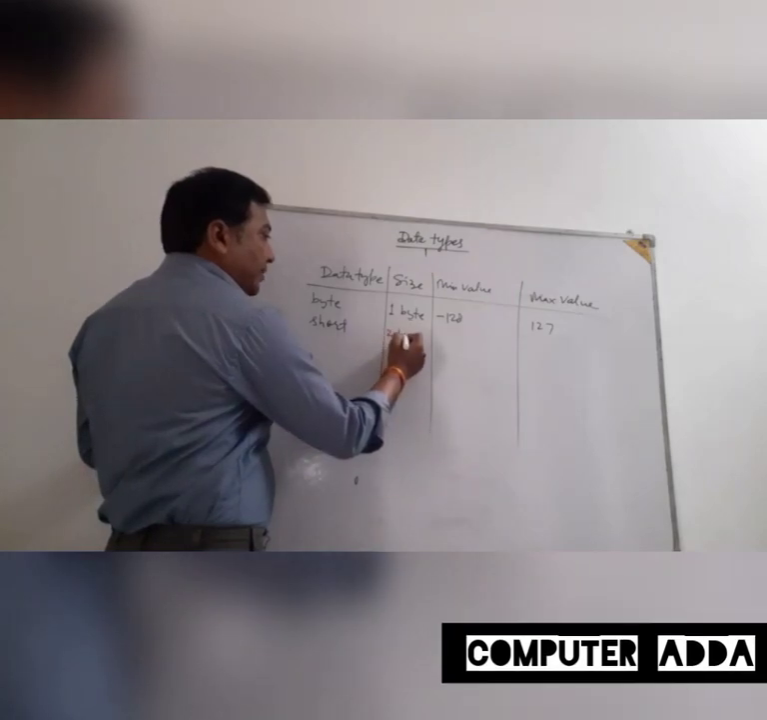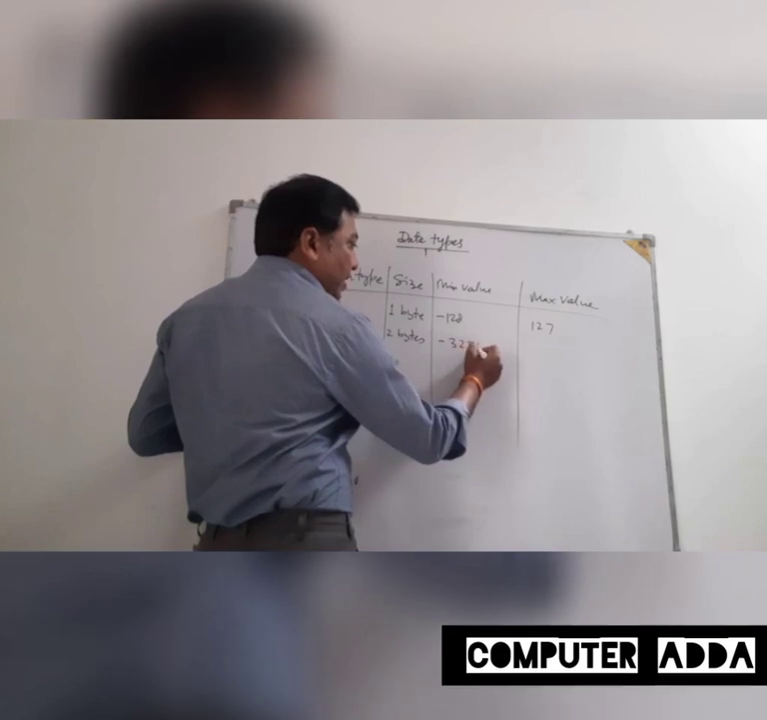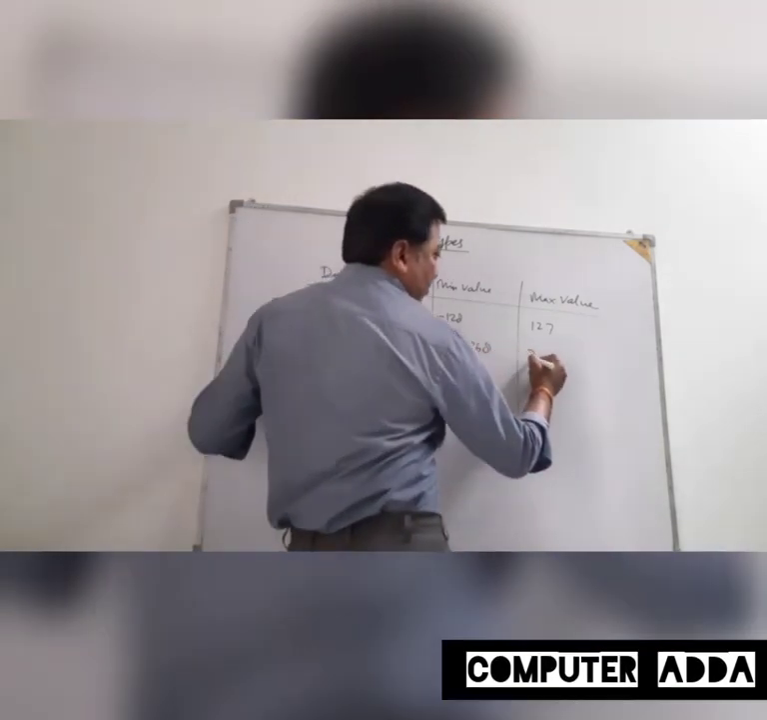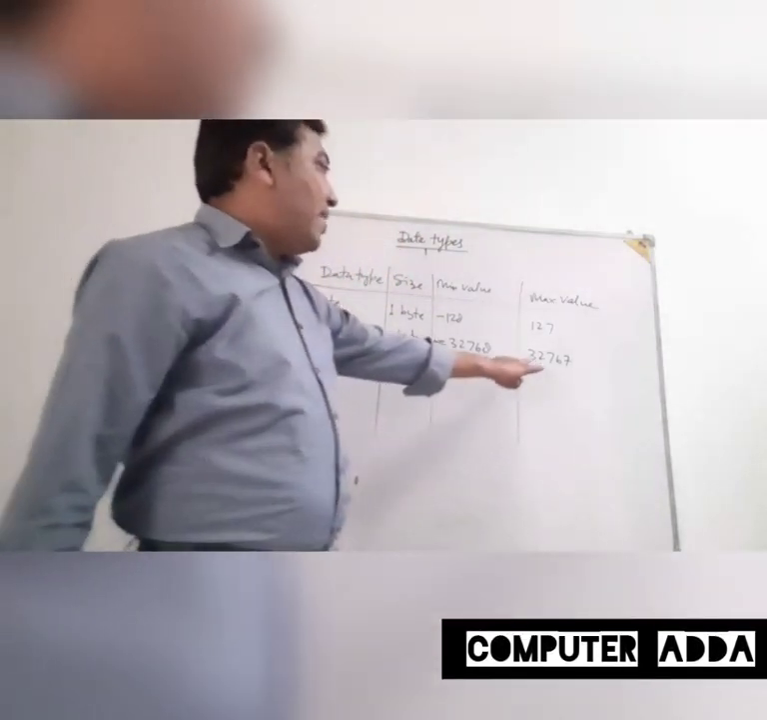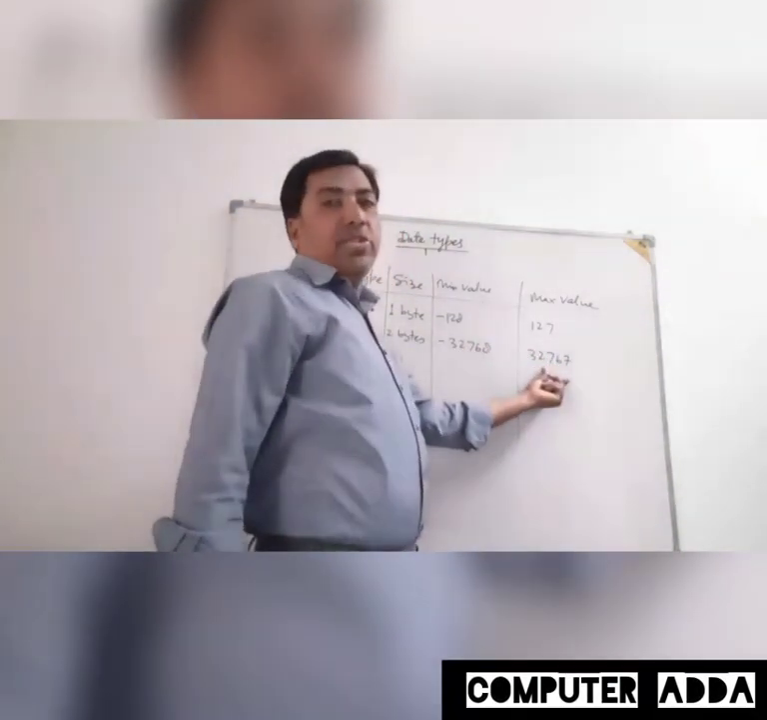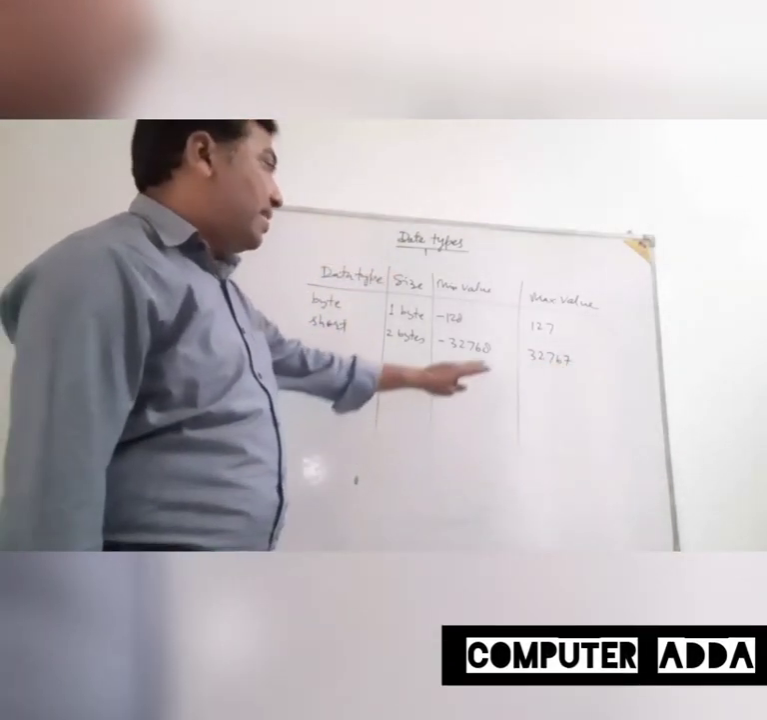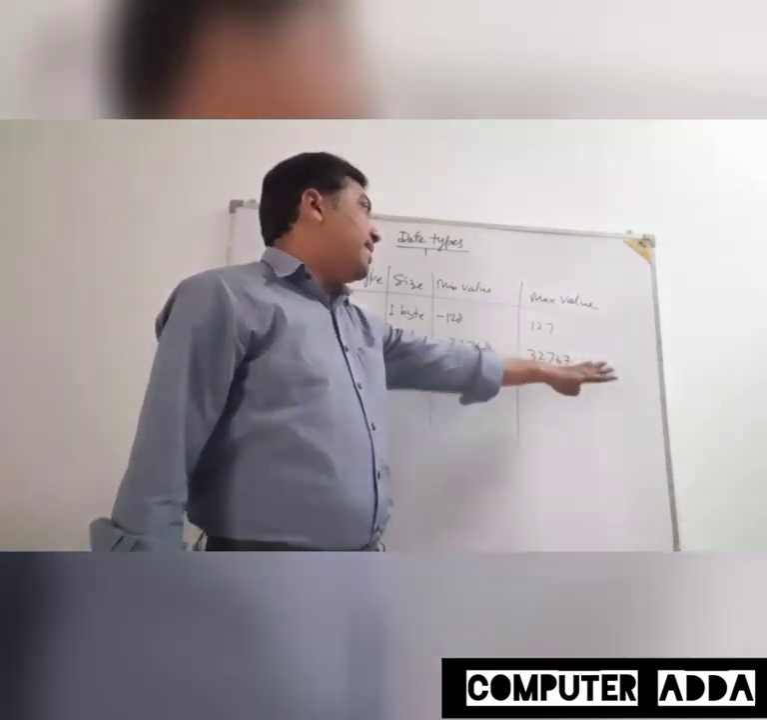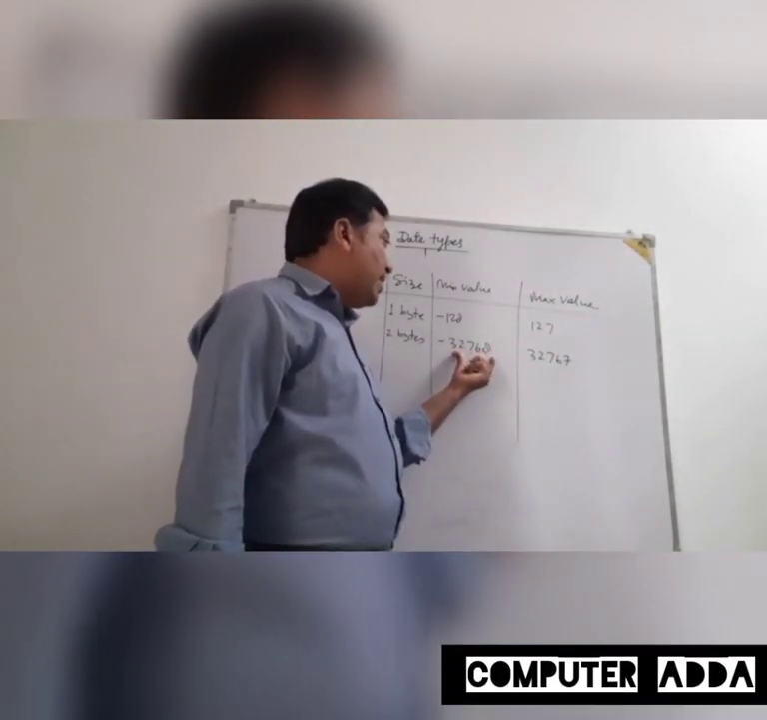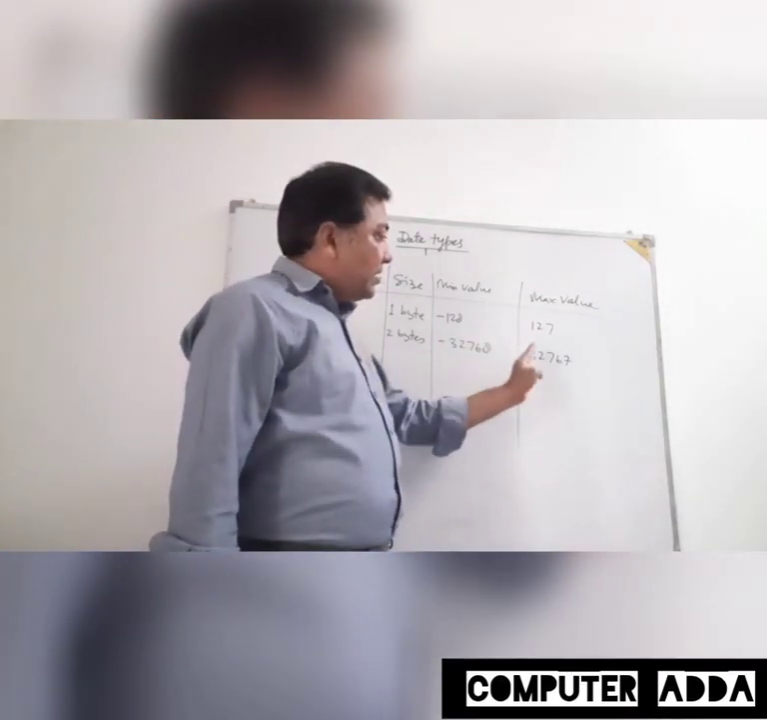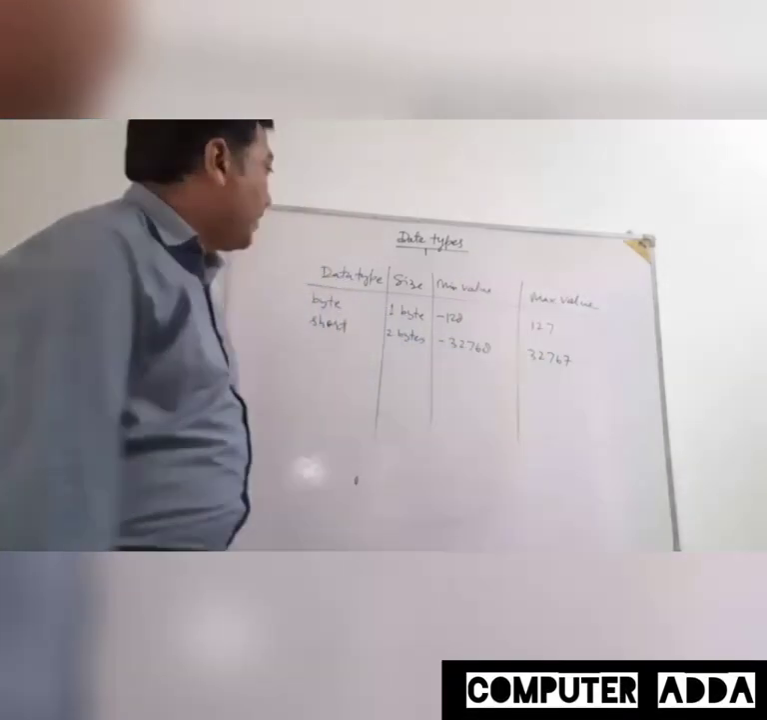Then short occupies 2 bytes. The minimum value is minus 32,768, and the maximum value is 32,767. Actually, why is there one less here? Because 0 is also here, 0 to 32,767. That means the total number on this side is also 32,768. So 32,768 negative numbers and 32,767 positive plus 1 for 0.